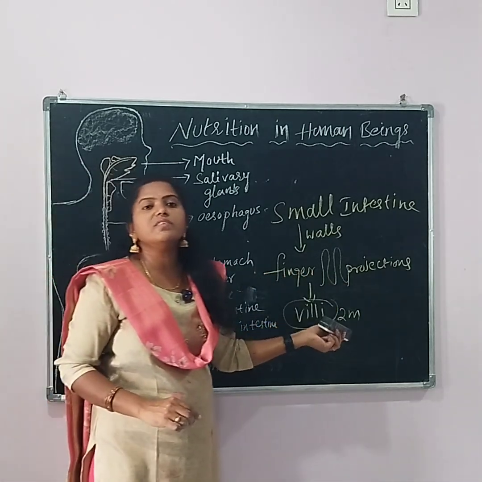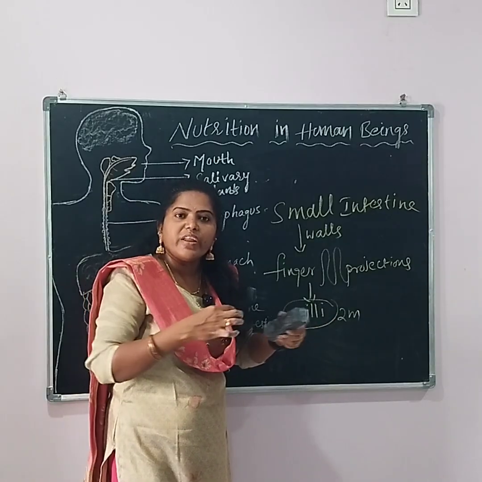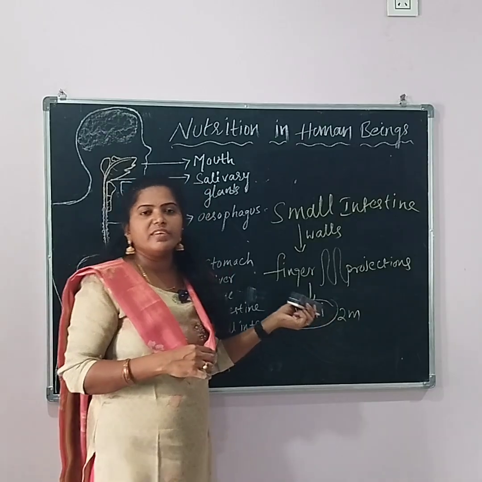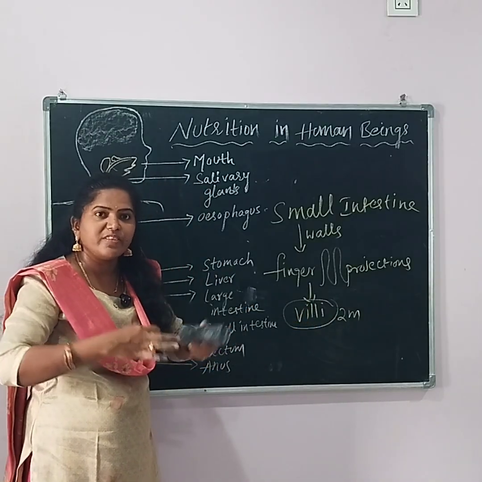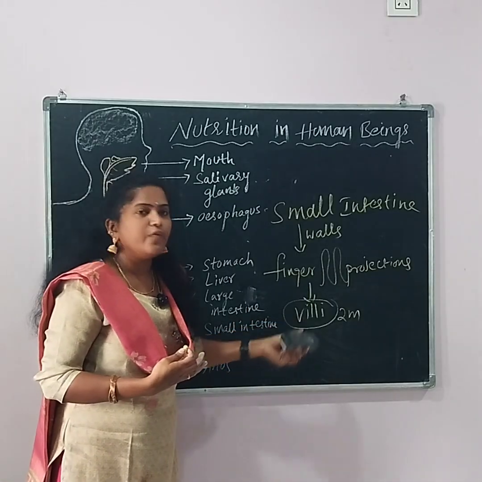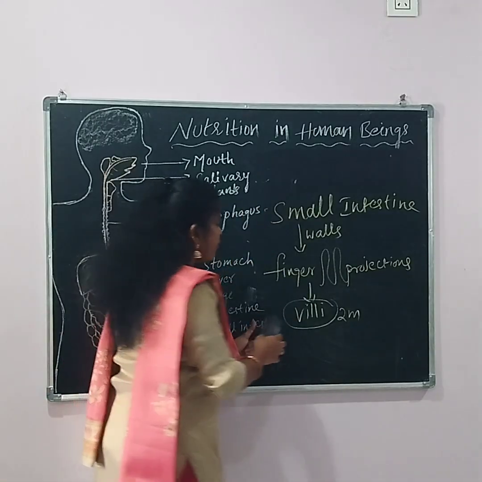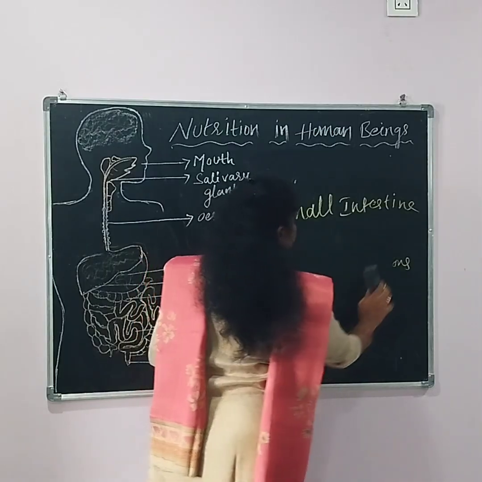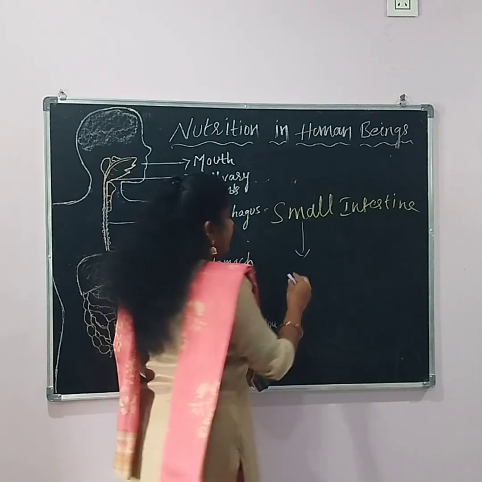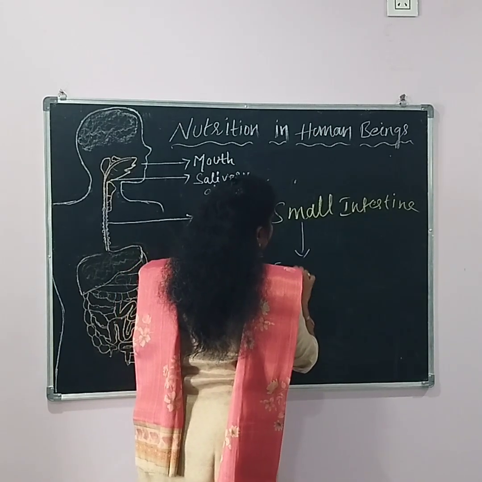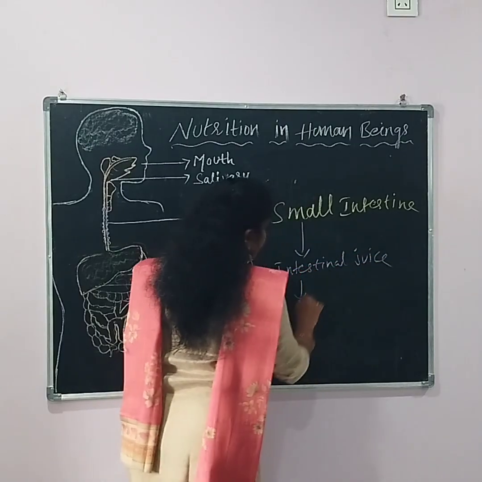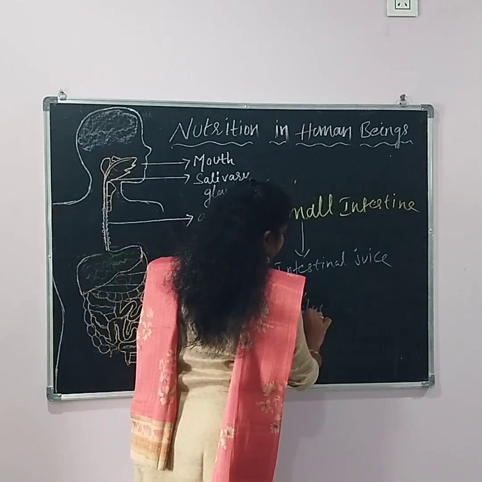What is the role of these villi? They increase the surface area for absorption, and they also contain lymph vessels and blood vessels. They increase the surface area for the absorption process. And here one more point. This small intestine secretes the intestinal juice. That intestinal juice is nothing but the succus entericus.